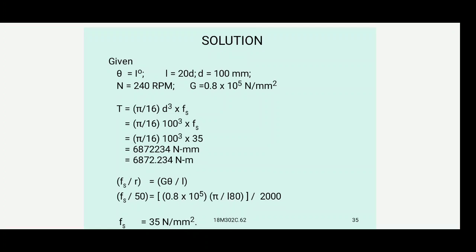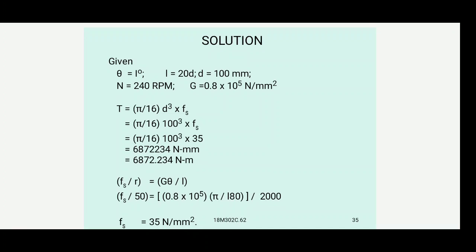Solution. The given data: the angle of twist is given 1 degree and length is equal to 20 times of d, small d. D is equal to 200 mm, n is equal to 240 rpm, capital G, modulus of rigidity, 0.8 into 10 to the power of 5 Newton per mm square.